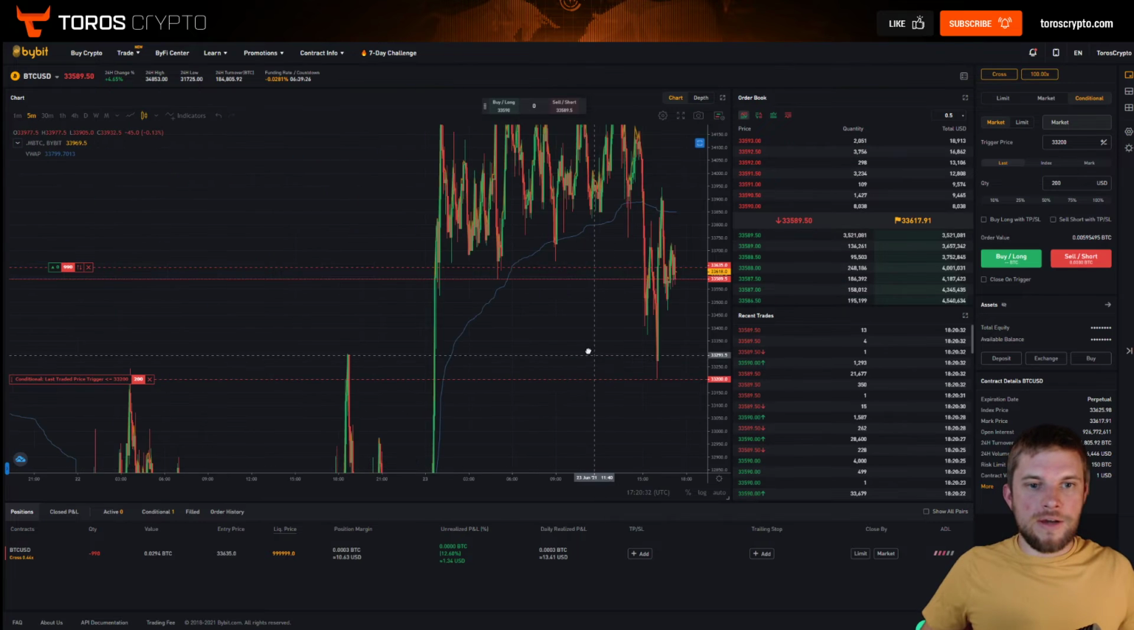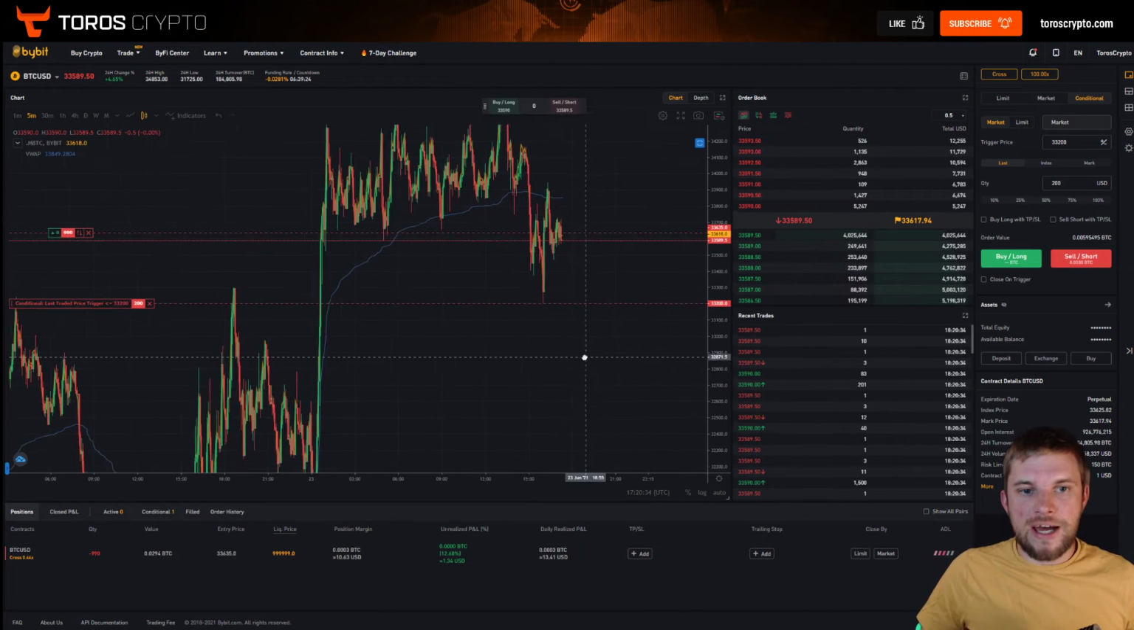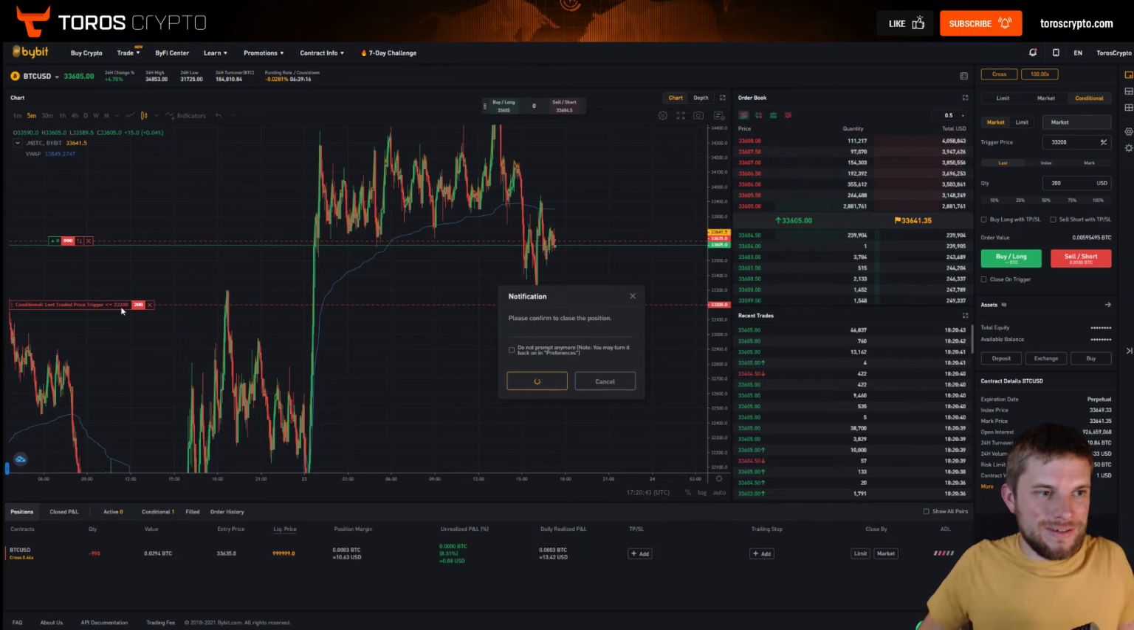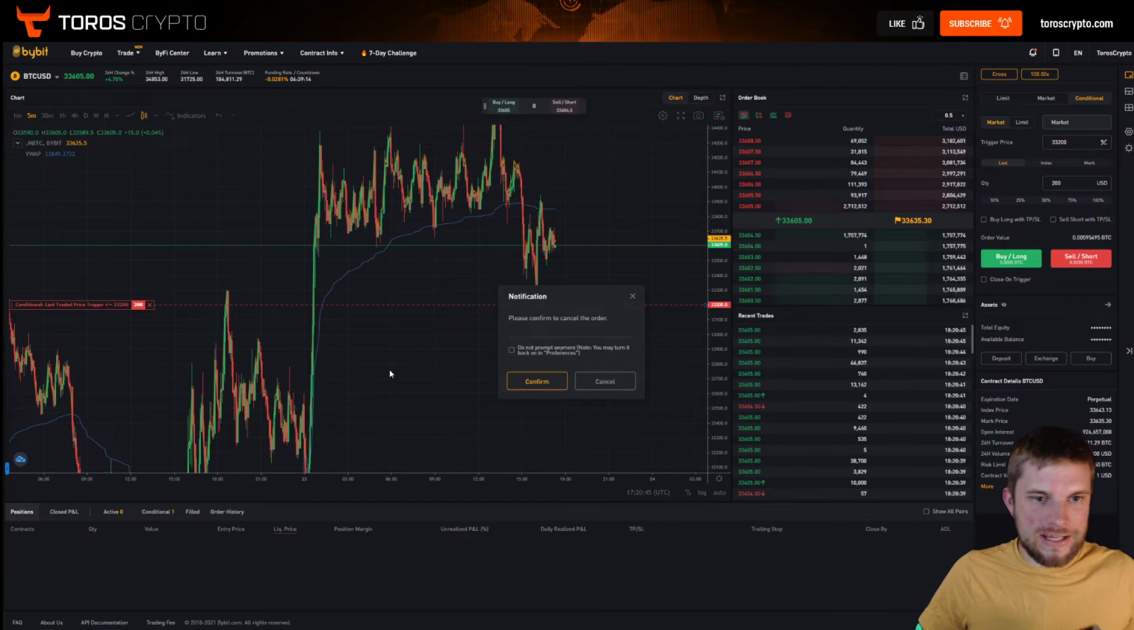Okay, so again, another really useful feature that you can use on your trades in order to trade, I guess. So let's close out both of these, and let's just cancel this one again.